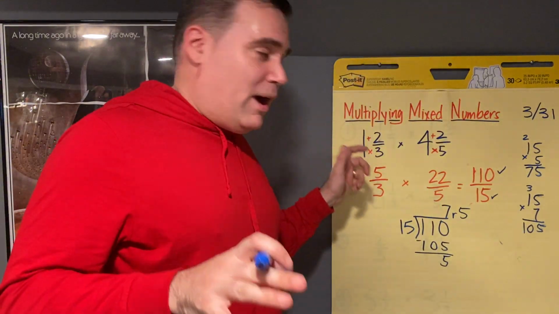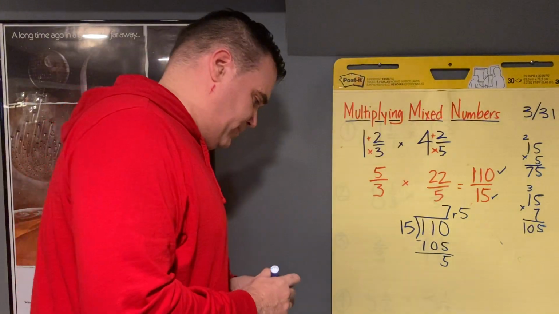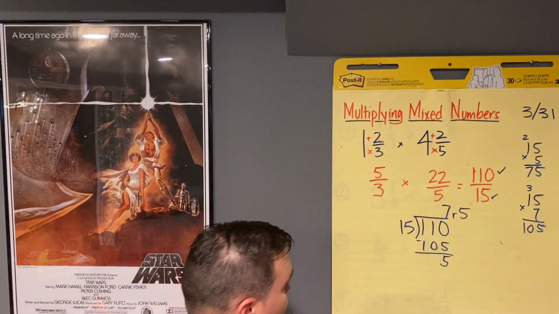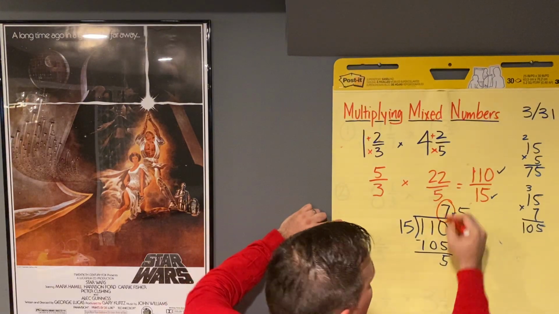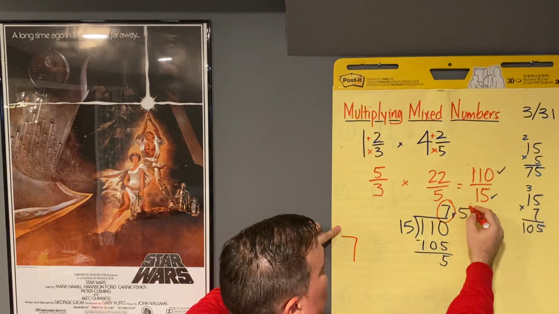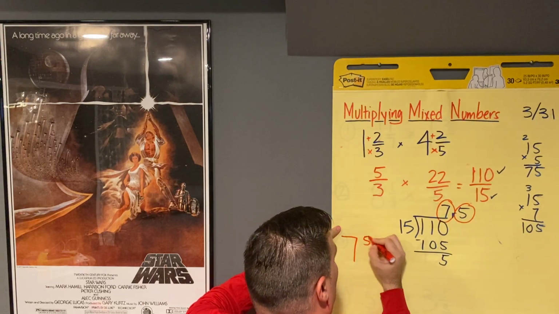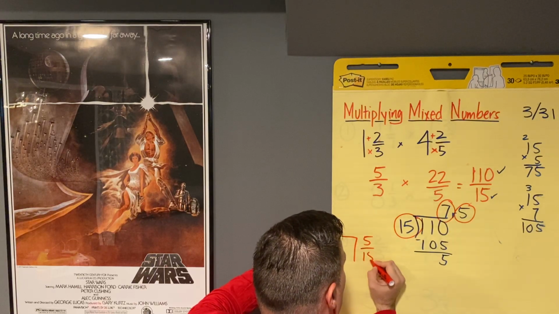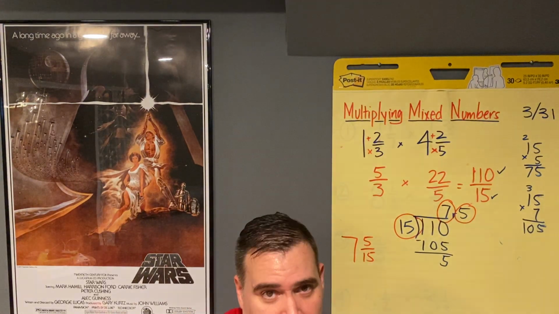Okay? So now I'm going to take those numbers. Let me get a little lower here, okay? And the quotient here becomes my new whole number. So I get 7. The remainder becomes my new numerator, 5. And my denominator stays the same. So I get 7 and 5/15ths, right?